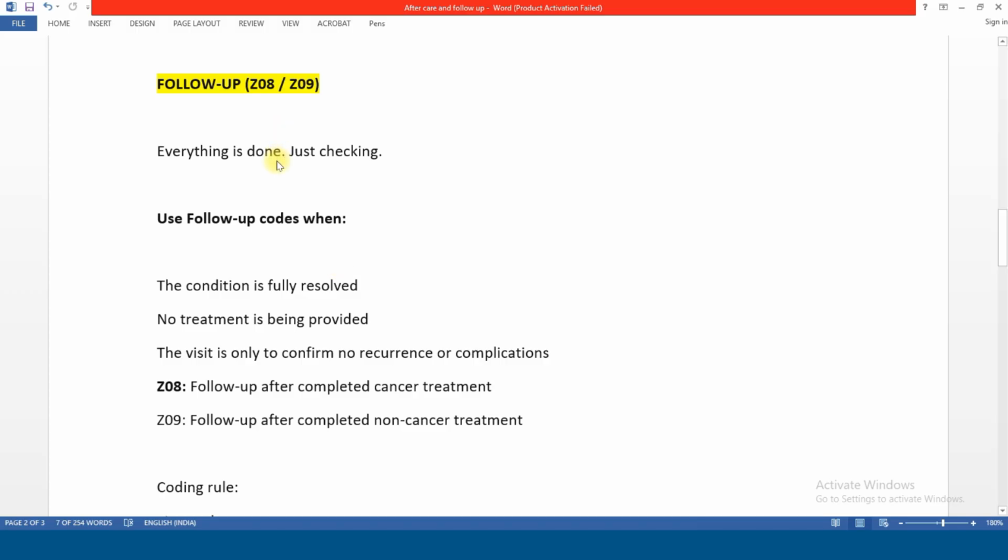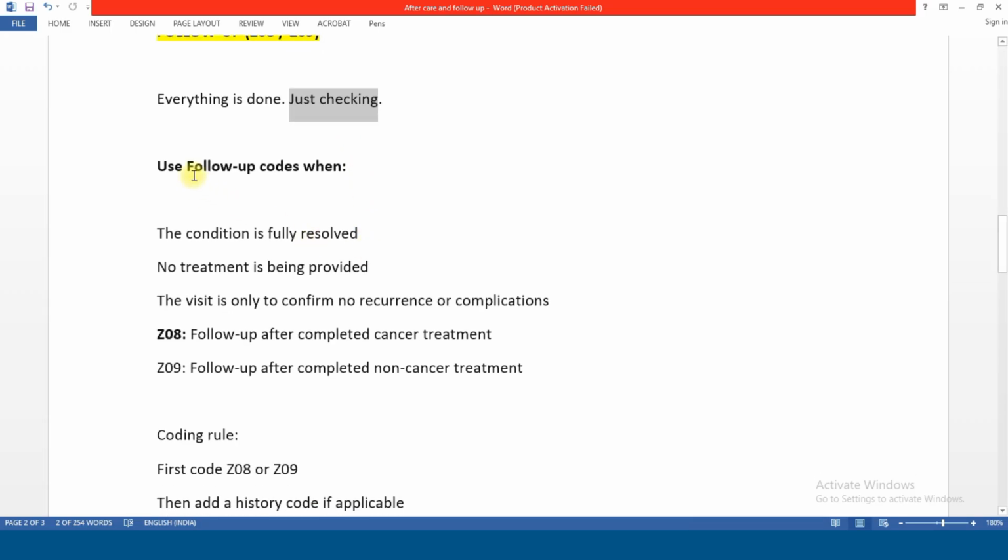Now we will see follow-up. What is follow-up? Everything is done, we are just checking. The patient has undergone definitive treatment for his or her condition, so everything is done basically. Now the patient came in just to check whether the previously performed procedure went well or not.